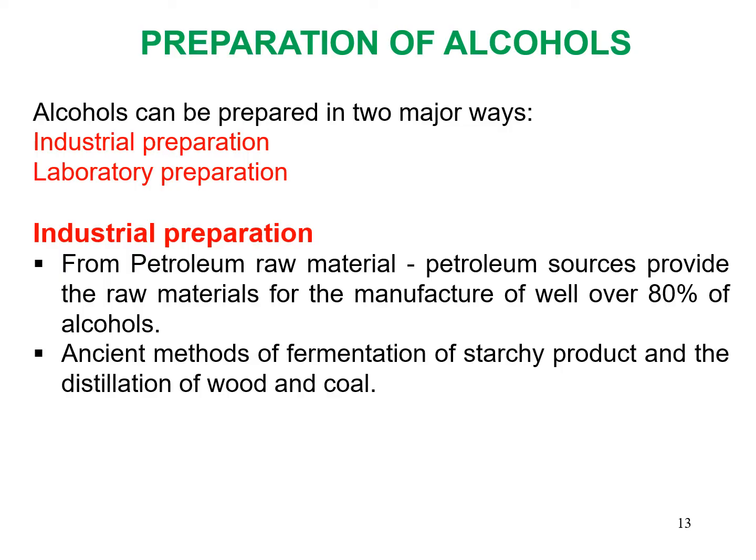How can these alcohols be prepared? We have two major methods. We can prepare them industrially or in the laboratory. In industry, petroleum raw materials have been proven to be a source of most alcohols, especially ethanol and methanol. And there is another, ancient method: fermentation of starchy products and distillation of wood and coal are also potent sources of alcohol in the industry.